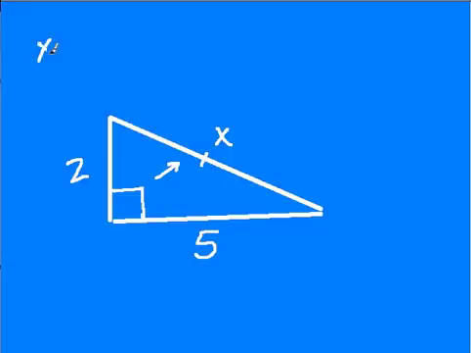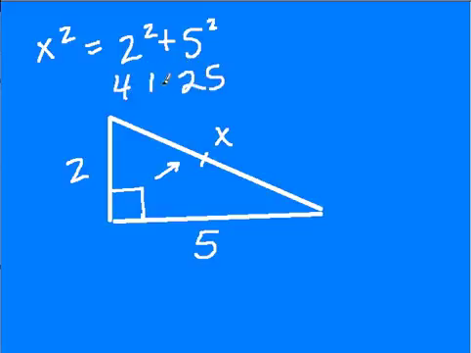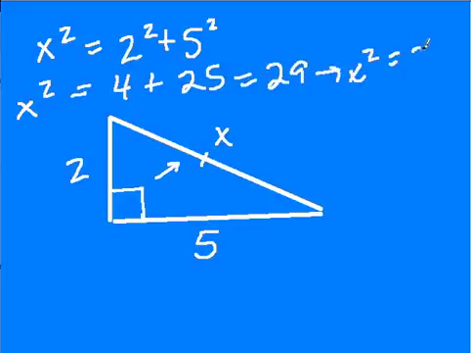So x squared, that's the hypotenuse, equals 2 squared, one leg, plus 5 squared, the other. 5 squared is 25, 2 squared is 4. I knew that because 5 squared, that's 5 times 5, 25. 2 squared, 2 times 2 is 4. That equals x squared. Well, 4 plus 25 is 29. So x squared equals 29.